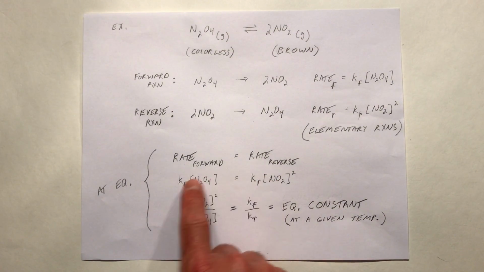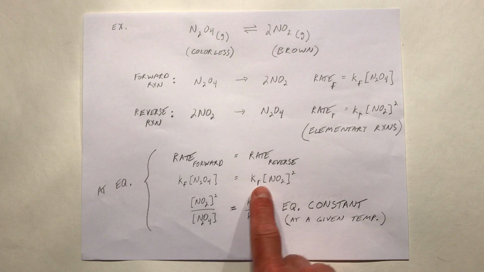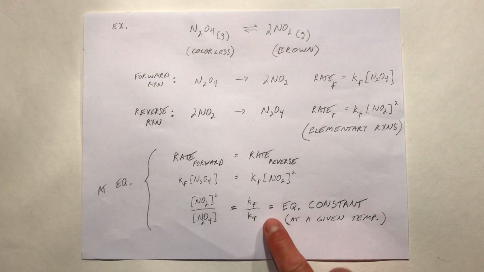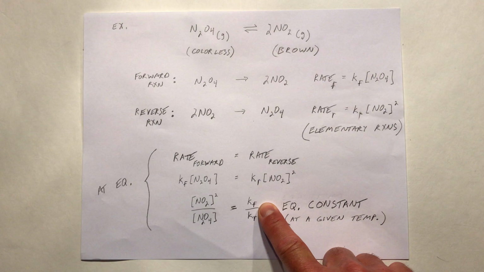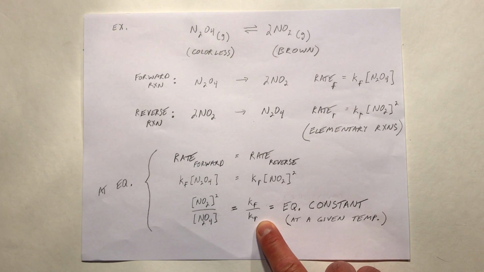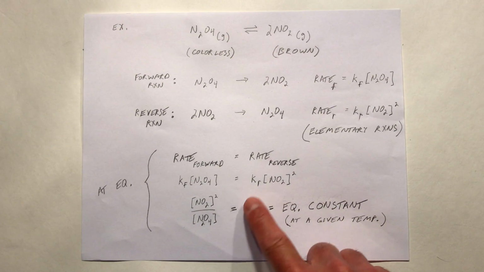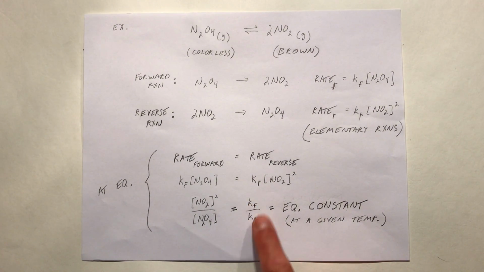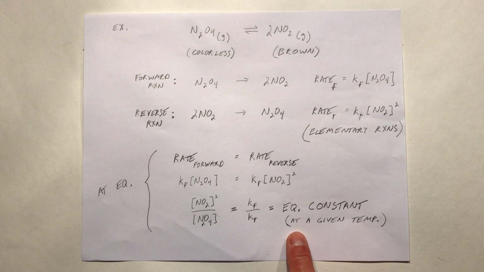So if we rearrange these two rate expressions that are equal to each other, such that the concentration of NO2 squared divided by the concentration of N2O4 is equal to the rate constant for the forward reaction divided by the rate constant for the reverse reaction, what we have is two constant values. And that gives us a single constant that we could combine from those two, and that's called the equilibrium constant. Now remember, that's temperature dependent, so we always specify the temperature at which that equilibrium is established when we see an equilibrium constant.